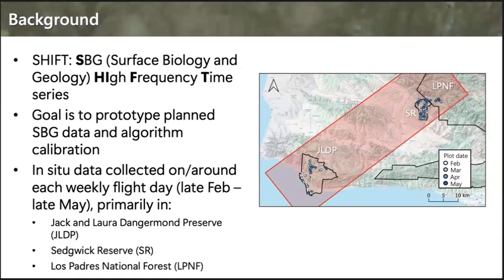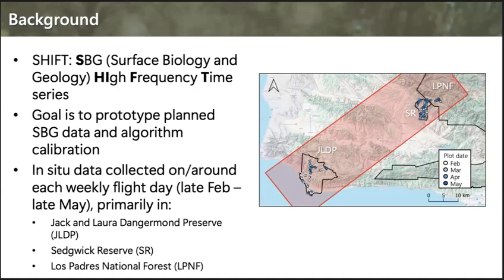To provide some background on SHIFT, it stands for the Surface Biology and Geology High Frequency Time Series. The goal of it was to prototype data and algorithm calibration for the upcoming planned NASA hyperspectral satellite, SBG. And to do so, hyperspectral images were collected about every week for a period of about 3 months. And at the same time, we collected in situ data on or around each flight date.